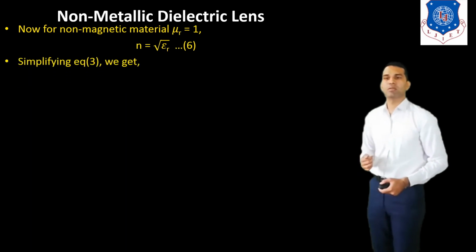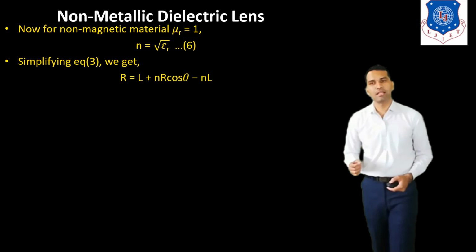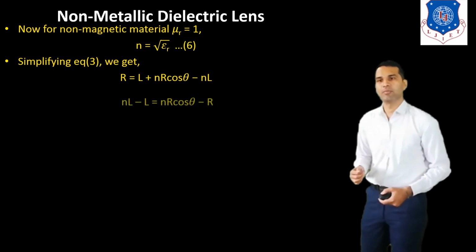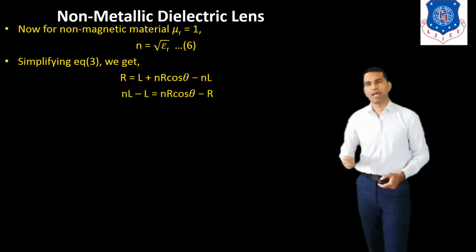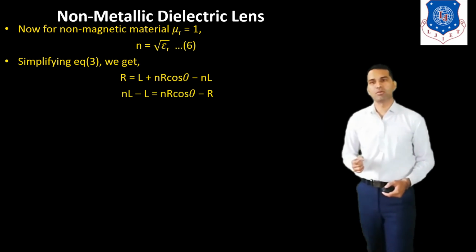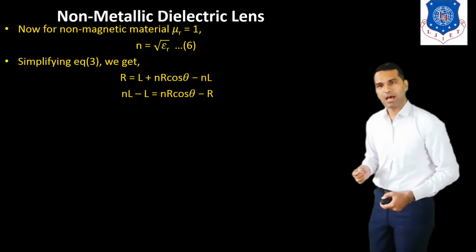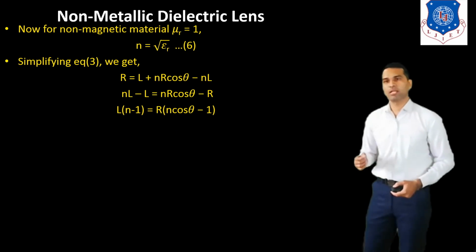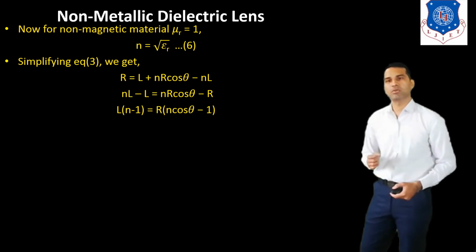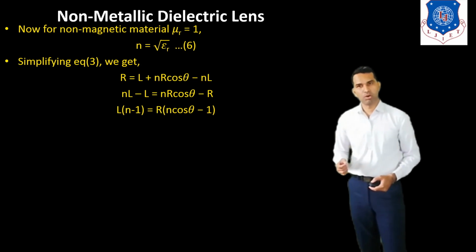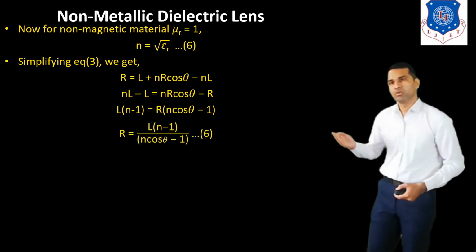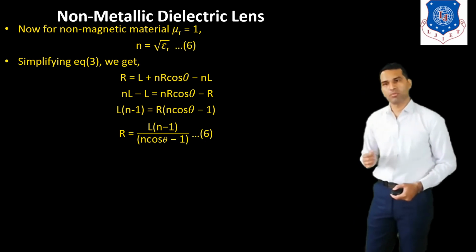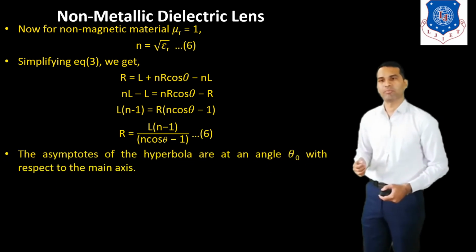Now we simplify equation number 3. So we get R is equal to L plus N R cos theta minus N L. So we can write this equation as N L minus L is equal to N R cos theta minus R. Now we take L common from the left hand side. So we can write L (N minus 1) is equal to R (N cos theta minus 1). Now we get this equation: R is equal to L (N minus 1) upon (N cos theta minus 1).